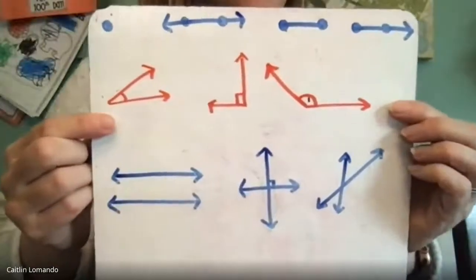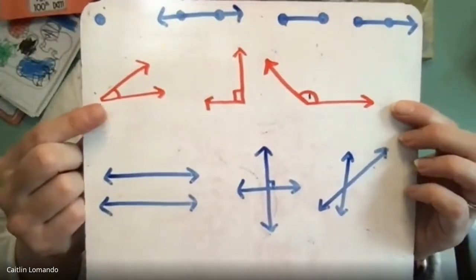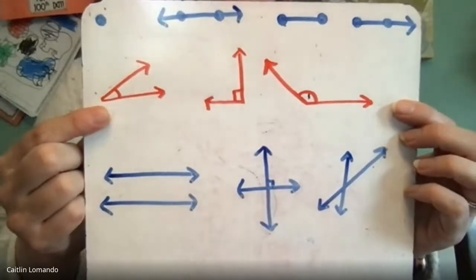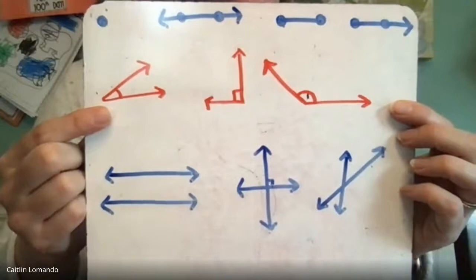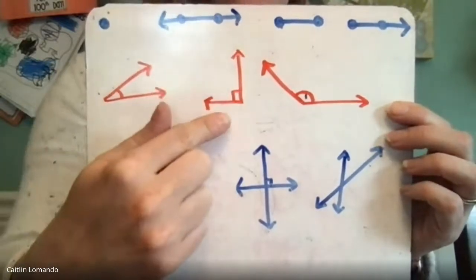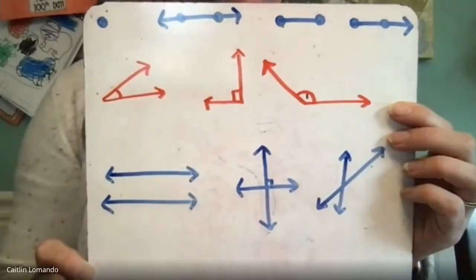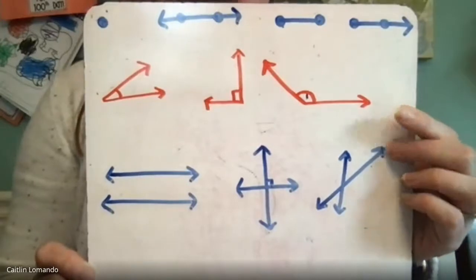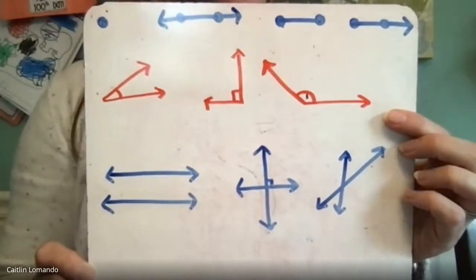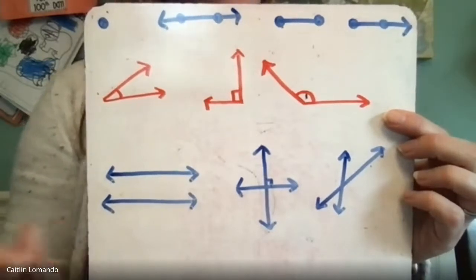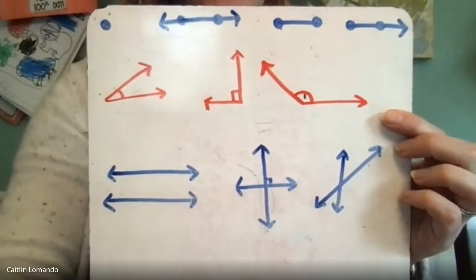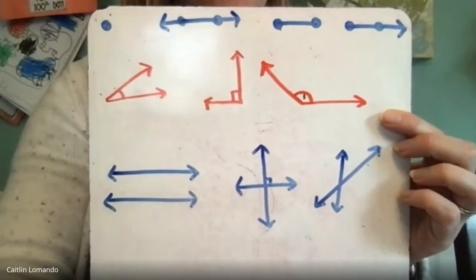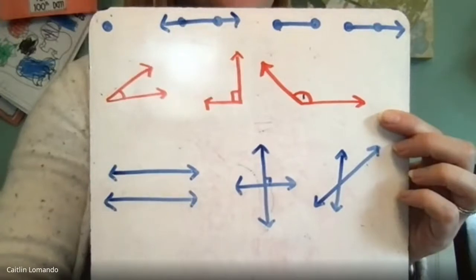Then we got into our angle types. We spent a lot of time on these. Do you remember what an angle less than 90 is called? It's an acute angle. Do you remember what an angle that measures exactly 90 degrees is called? It's a right angle. And do you remember what an angle larger than 90 degrees is called? It's an obtuse angle. You will have two questions on your end of module assessment asking you to label the angle as acute, right, or obtuse.